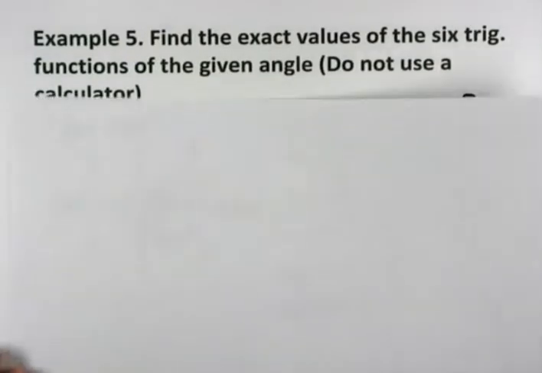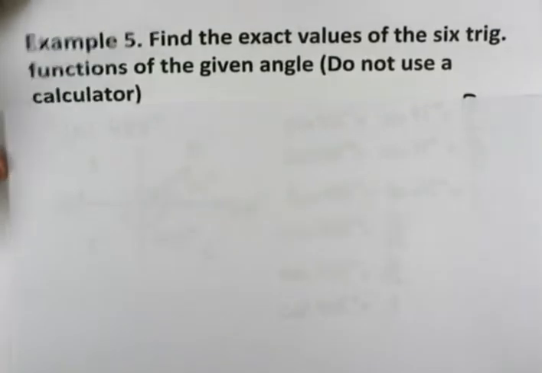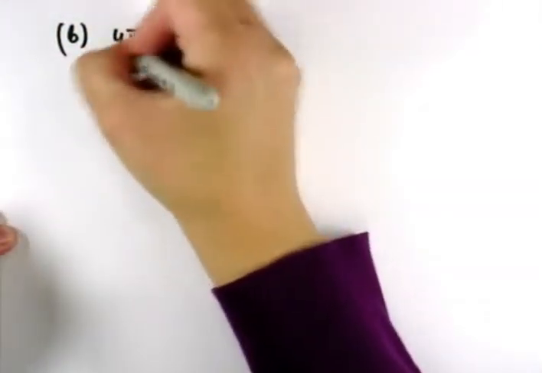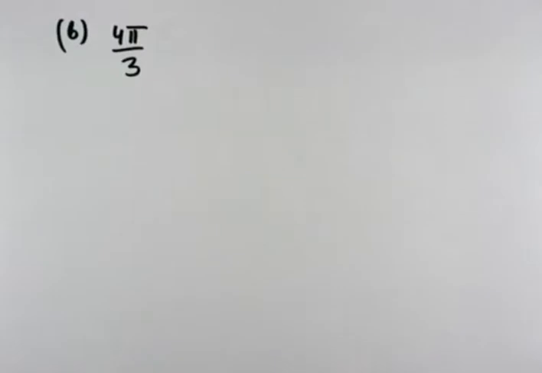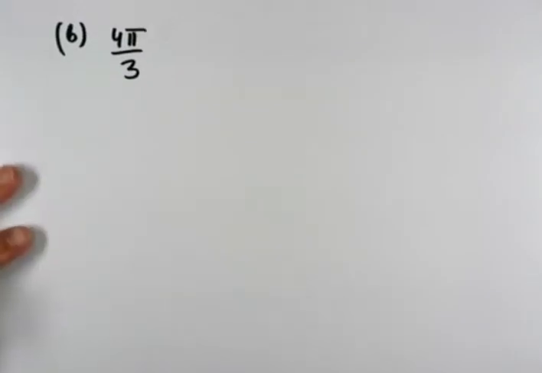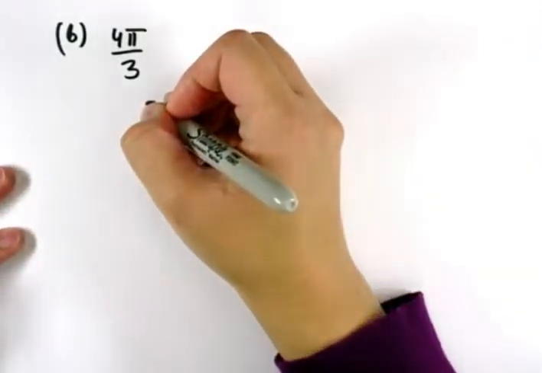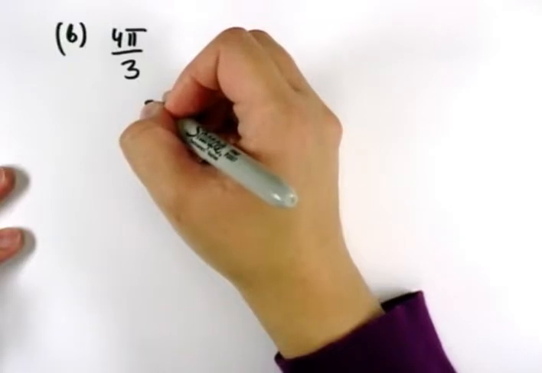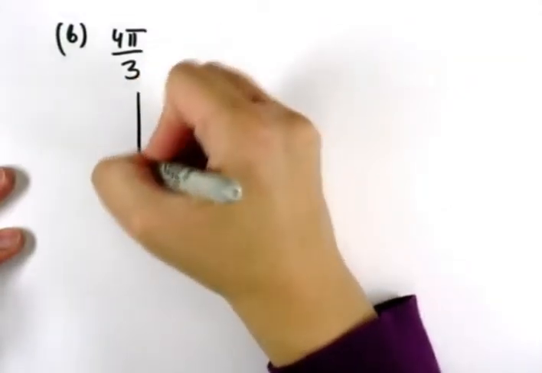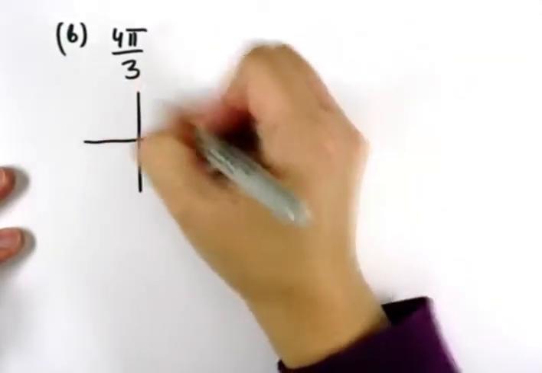Example B. Four pi over 3. So first we need to find the exact value of the 6 trigonometric functions of this angle. So first we need to find the reference angle.